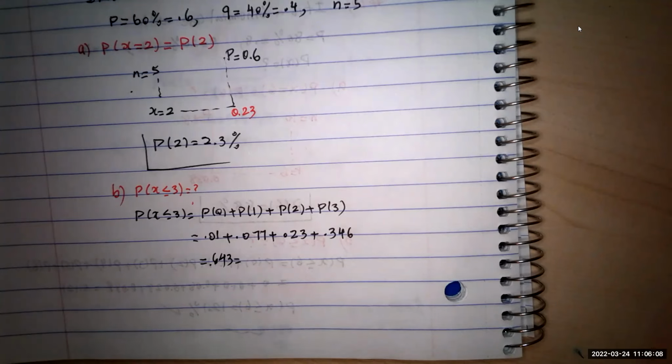So 0.01 plus 0.077. That was a problem that I just added recently, so I don't have the number. Let me check it.